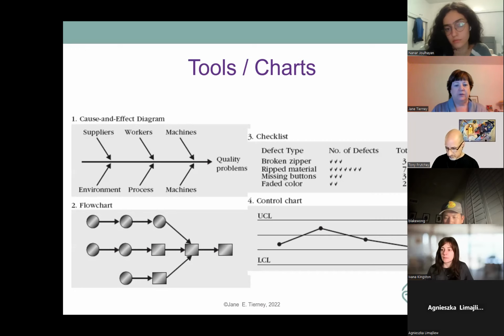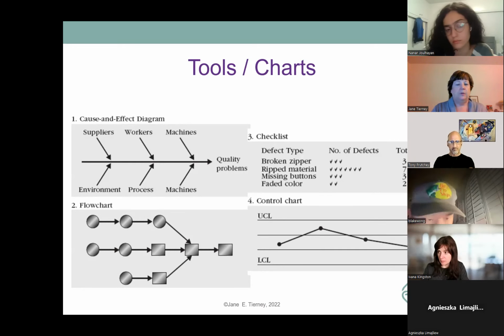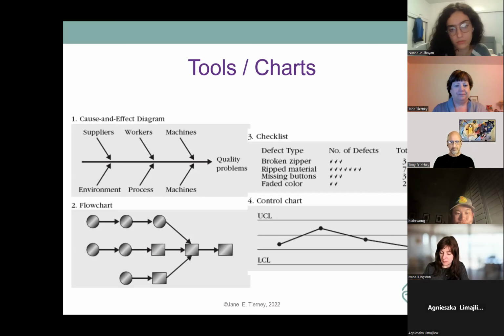Then the checklist is what we talked about before. So here's our defect type. In this case, we're looking at fabrics: how many broken zippers, how much ripped material, missing buttons, faded color. So we just make a check every time we see that. We're checking this pile of goods, and every time we see one of those issues, we just make another check. And you'll see it with lines or check marks or whatever makes sense.